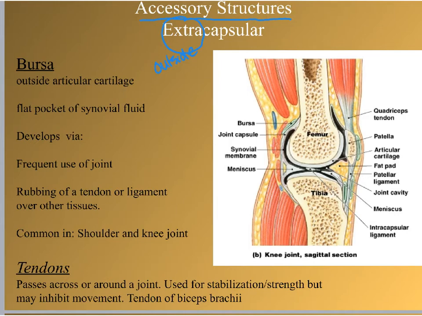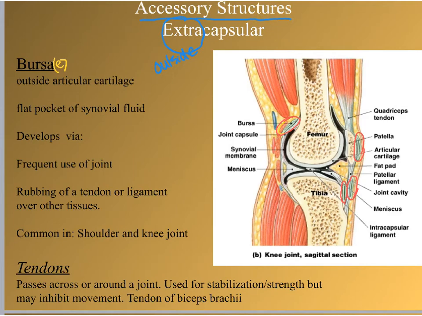So I mentioned earlier structures called bursae. Bursae is plural. So if we were to add an E on the end, that would make it plural, right? Bursa is singular. And a bursa is essentially a pocket of synovial fluid outside of the joint. So here's one. All these little green structures, these little pockets here, are bursae. And they develop through constant use of a joint. And their function is to cushion the rubbing of a tendon or ligament over tissues below, specifically osseous tissue.